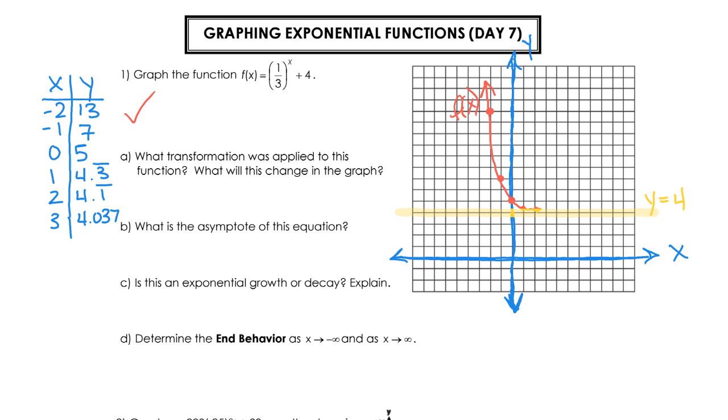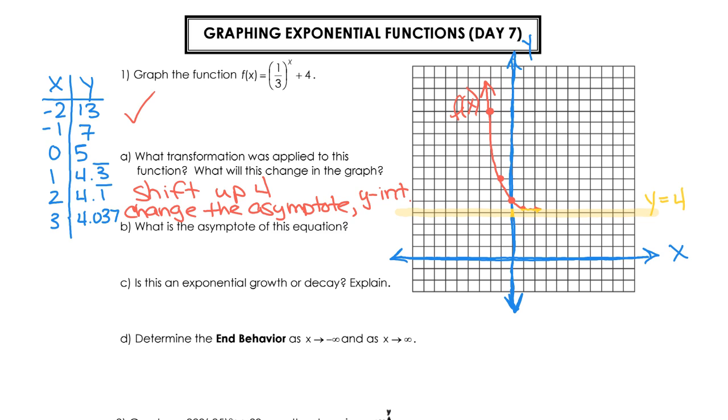Part A says what transformation was applied to this function, and we're going to go ahead and say a shift up 4. And it says, what will this change in the graph? It's going to change the asymptote. Okay. It's going to change the y-intercept. I think that might be all it changes, though.